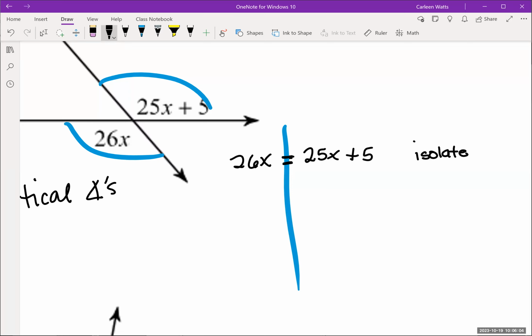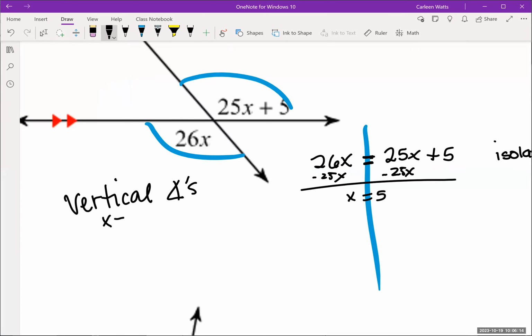So we isolate by subtracting 25x. So we get x equals 5. Make sure to show your work. Okay, we're going to go to the next one.